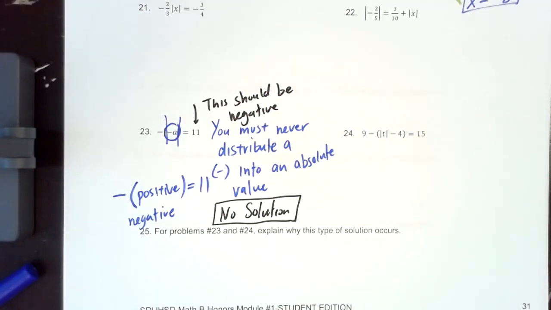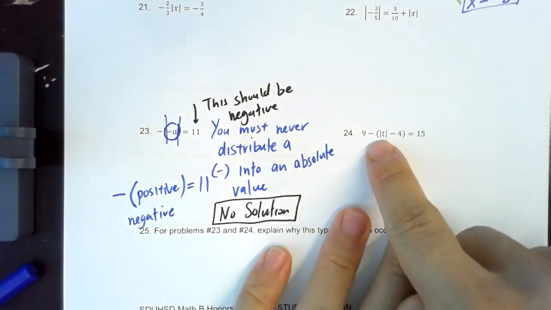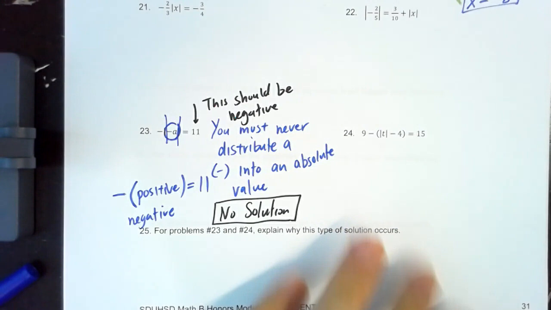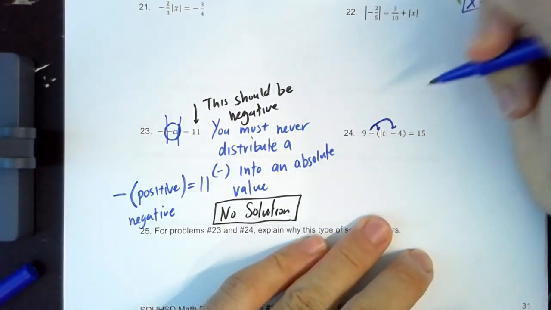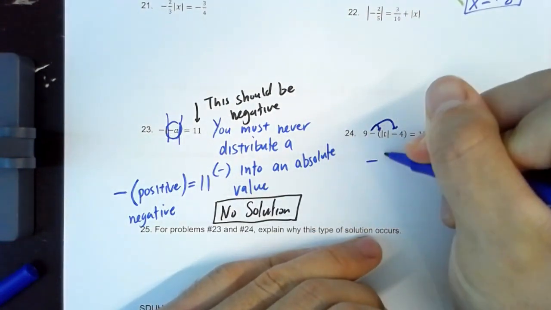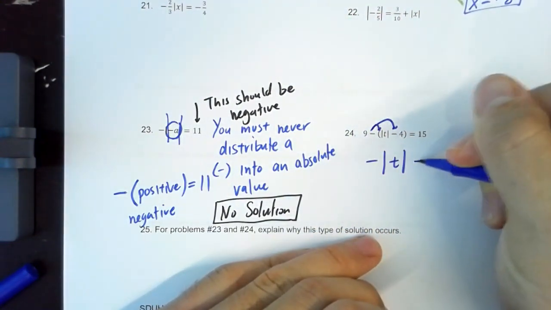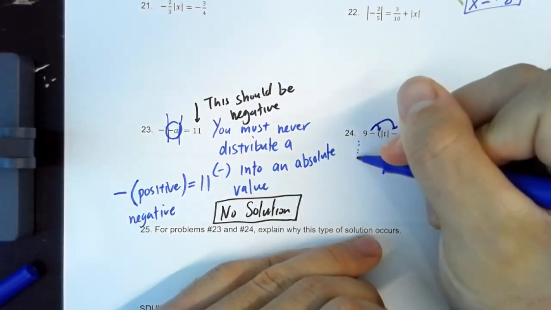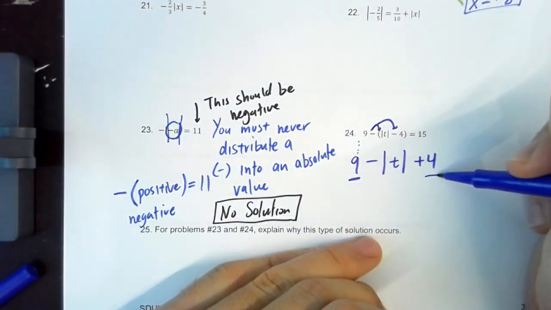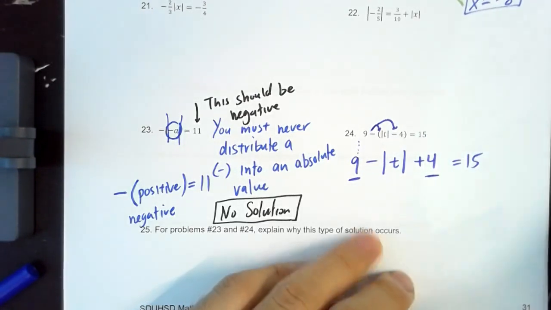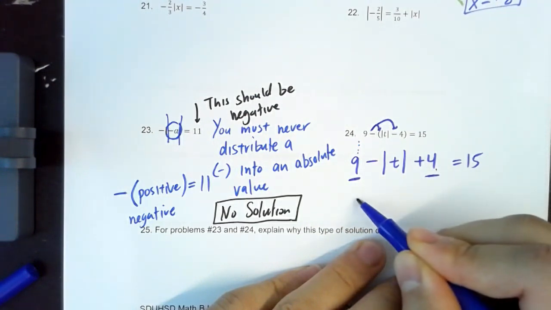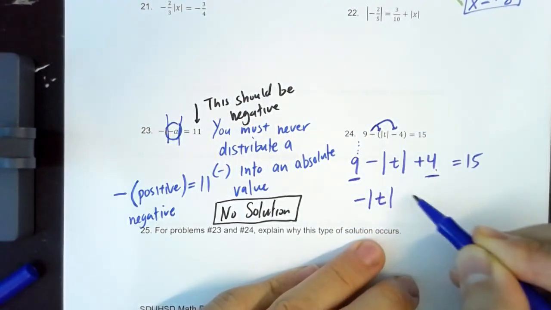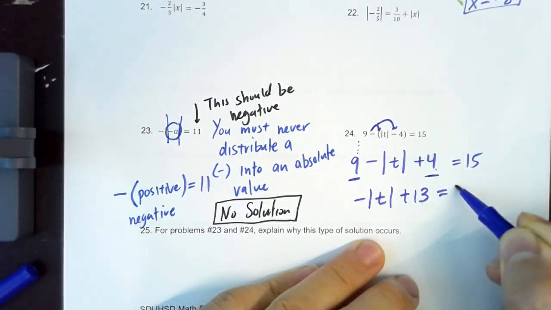Okay, last one. Let's do number 24. Again, I see a negative outside of a group. So I am going to attach the negative in front of the absolute value and to that negative 4. So I get negative absolute value of t plus 4. And then I can bring the 9 down. Really, the 9 is just combining with the 4. This equals 15. So I combine the 9 and the 4, and I get negative absolute value of t plus 13 is going to equal 15.